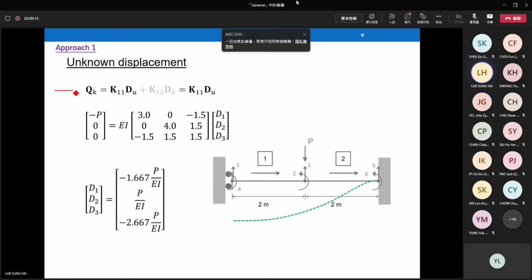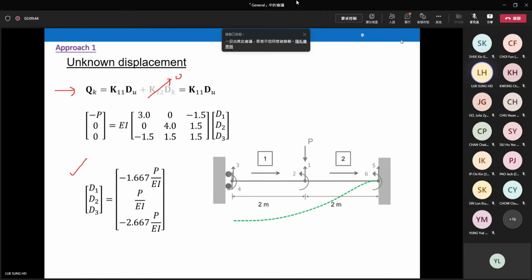This is the full equations. QK equals K11 du plus K12 dk, but dk is 0. So only K11 du remains. After solving it, you can get our displacement vector d1, d2, d3: minus 1.66 something p over EI, and then minus 2.66 something p over EI. Negative and negative, positive, and negative.